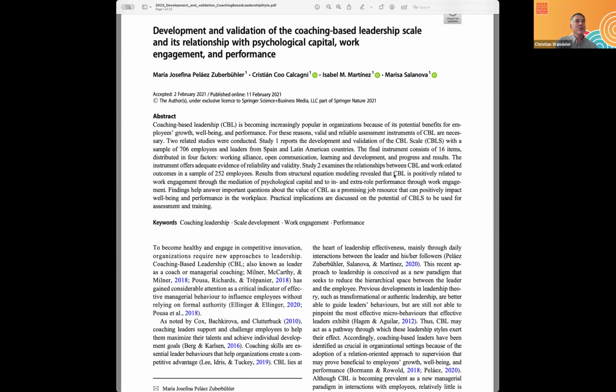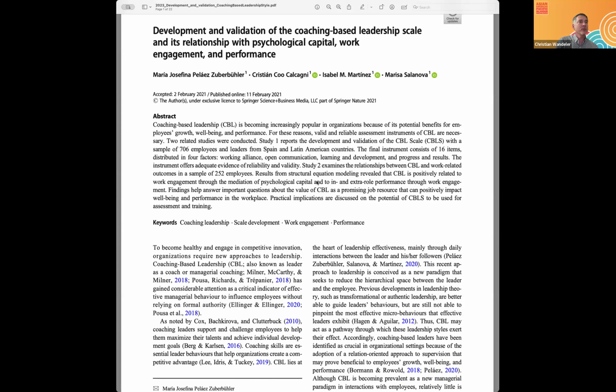Study 2, the relationships between CBL and work-related outcomes in a sample of 252 employees. Okay, now I'm like, all right, this is interesting, I'm thinking, right? They had a first study that just looks at the development and validation of the scale, and then there's something more substantial about that relationship between different constructs, right?